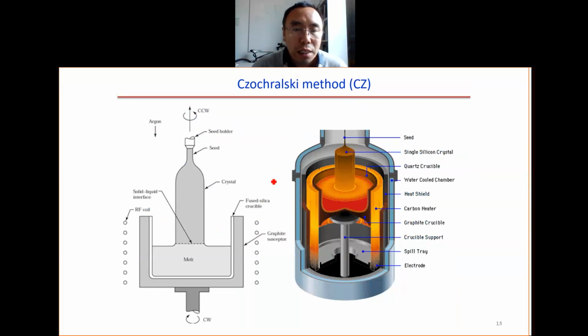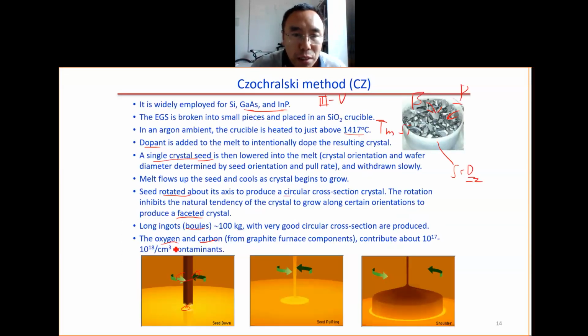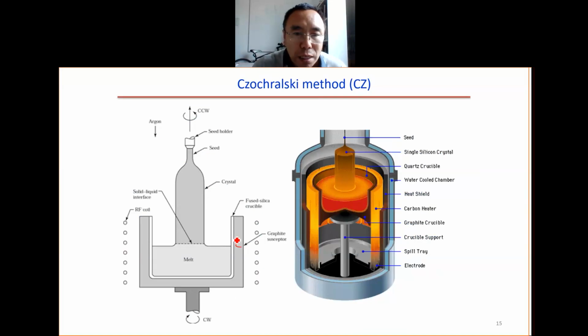So here is the schematic for the CZ growth method. We have the carbon coming from here. This is carbon, so the carbon impurity comes from here. This is called the graphite susceptor. We have the RF coil, which is for the heating.